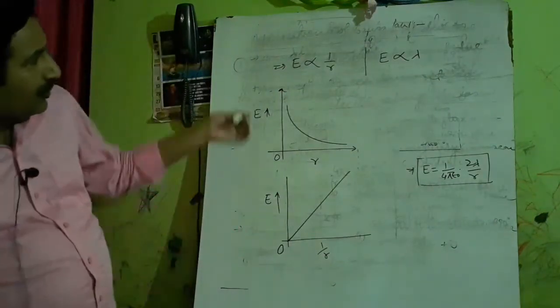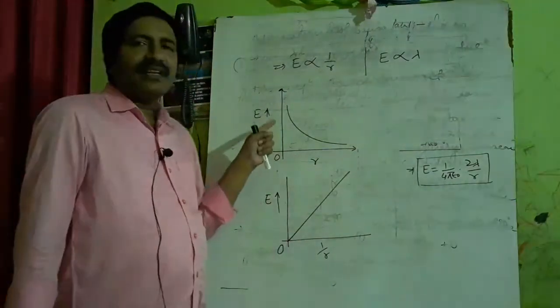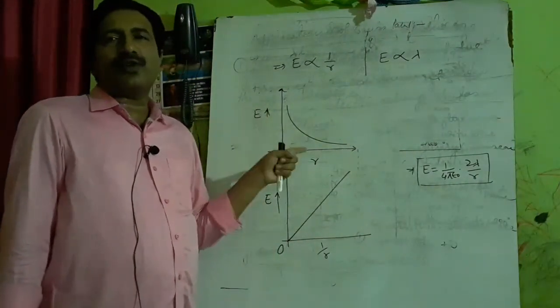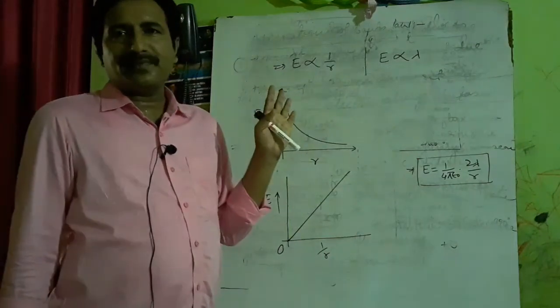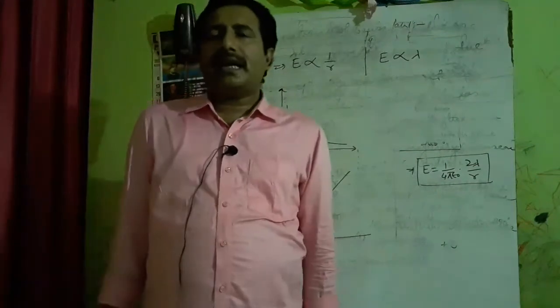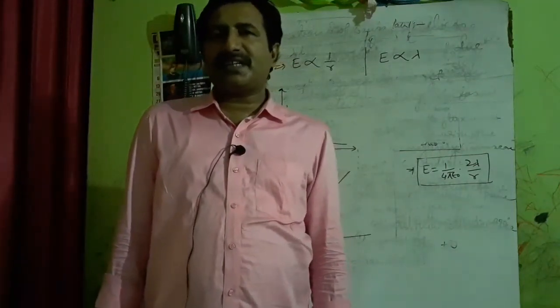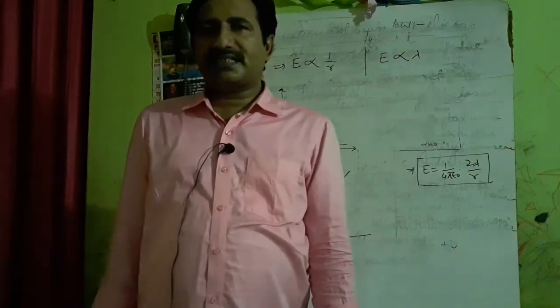Okay, so this is the expression for electric field intensity due to an infinitely long uniform line charge. Is it clear? Okay, so you learnt one application of Gauss law. Now we will be studying other applications of Gauss law in the next lecture.